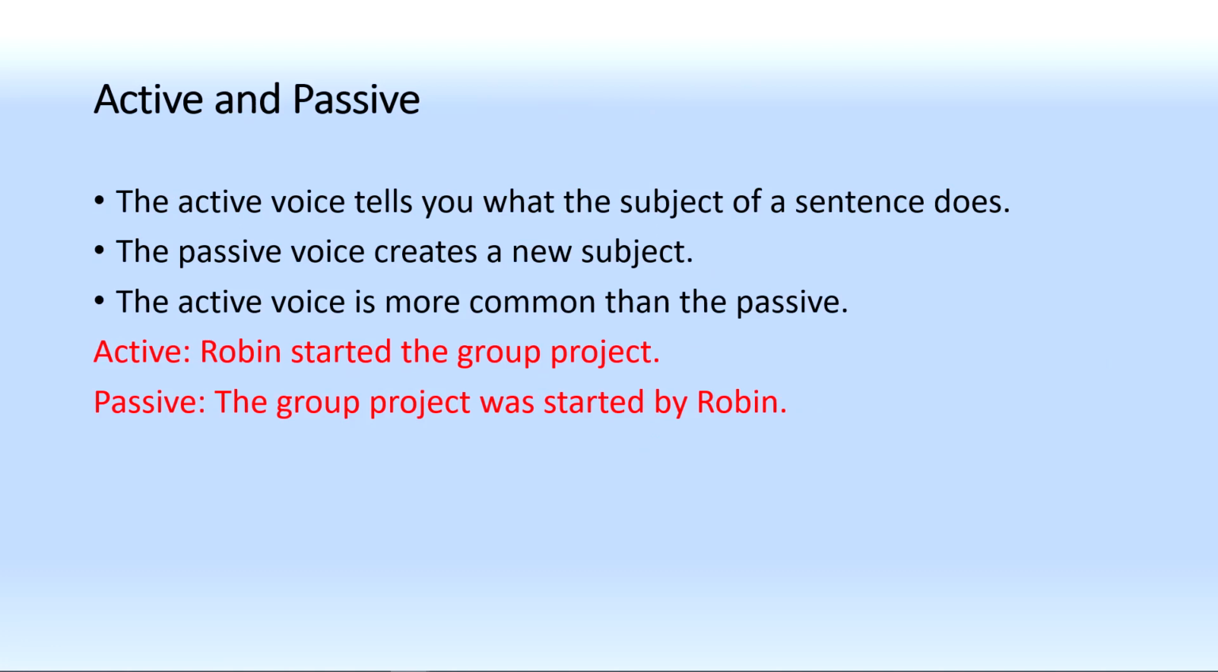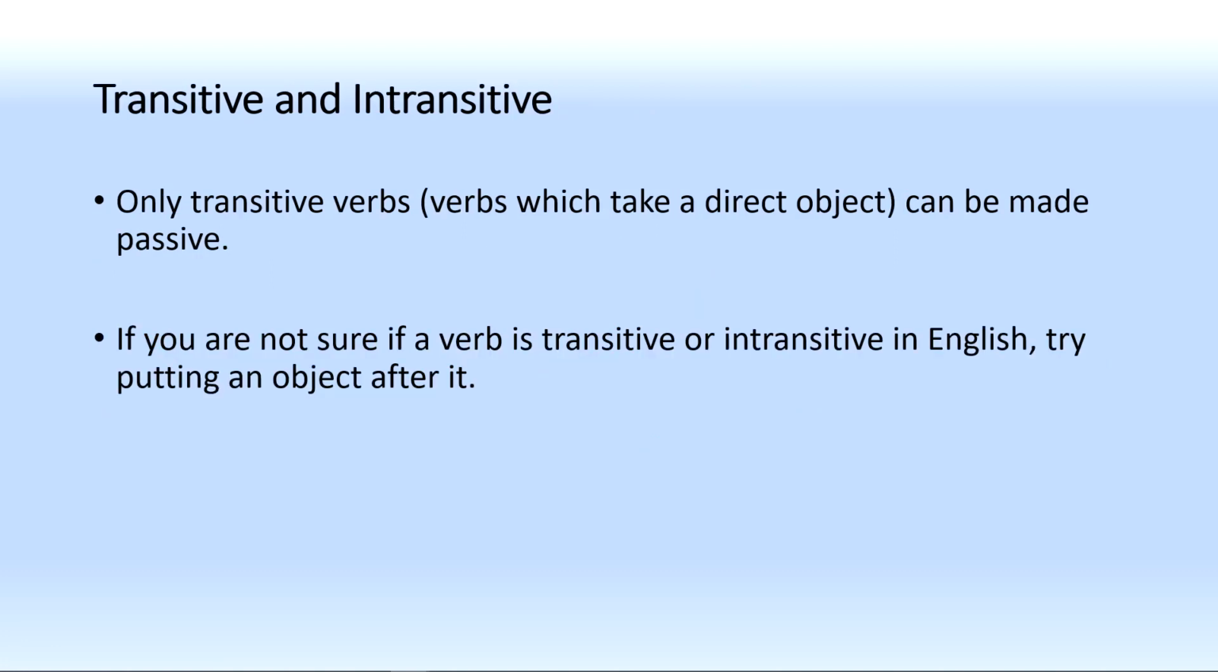So I want to introduce you to two more words besides active and passive, and in the English language, a little lesson further on, right? And that is transitive and intransitive verbs, right? This is really something that in the English language not many people talk about, or what they are and how they are being used, right? Only transitive verbs, verbs which take a direct object, they've got to take a direct object, can be made passive, right? So if you're not sure if a verb is transitive or intransitive in English, try putting an object after it, right? I'll give you an example.